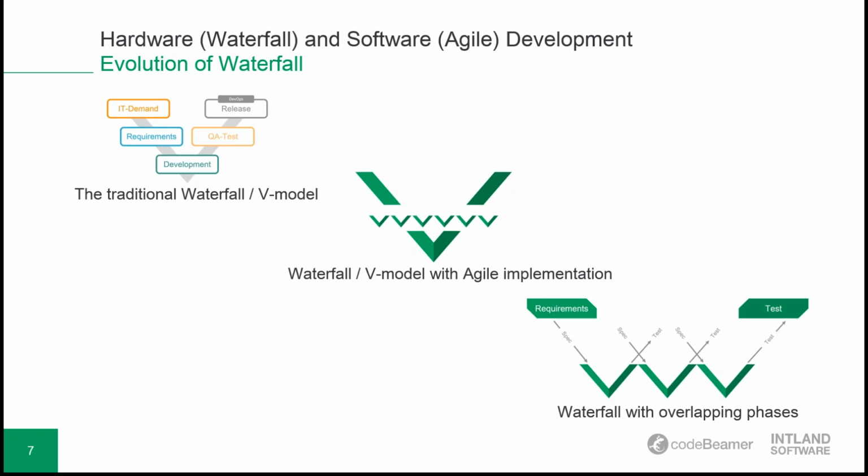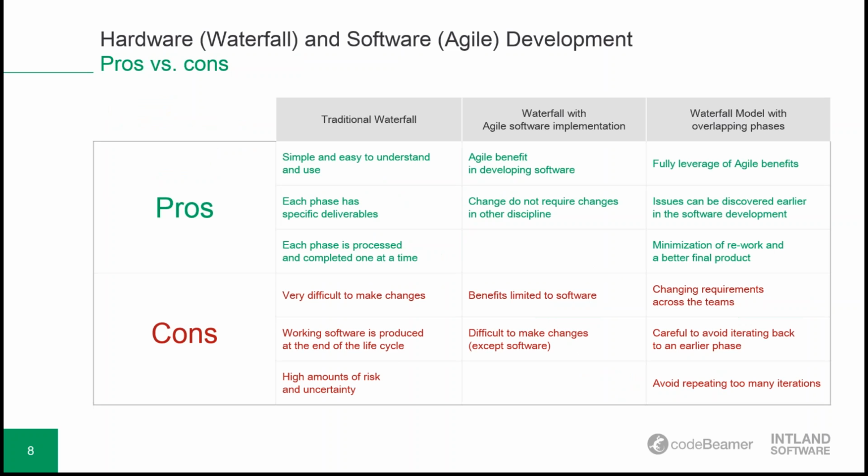In the pure waterfall model, complete documentation is expected to be handed off to the team in charge of the next phase of development. In the waterfall with overlapping phases, the documentation can change, and it encourages a continuity between the development phases. So in other words, I will show you the pros and the cons.